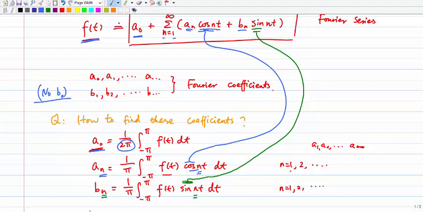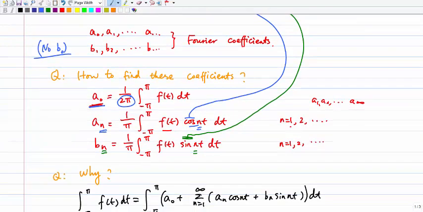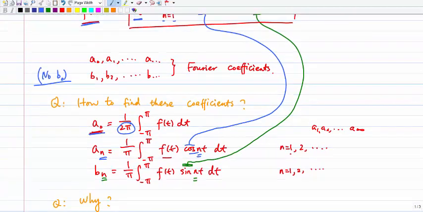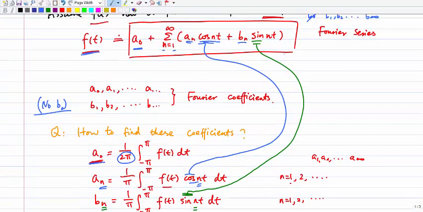Okay. So this is how we find the coefficients. The next question is why a0 is given by this, an by this, bn by this. Want to know why? Actually, this is pretty straightforward to figure out. If we assume that's the case, we want to figure out what a0 is. Let's assume that's true, which means f(t) is given by this.